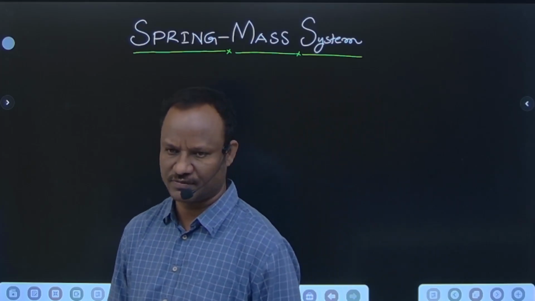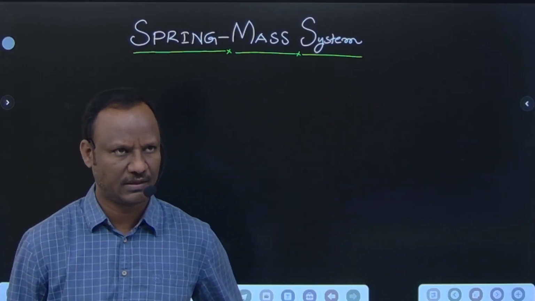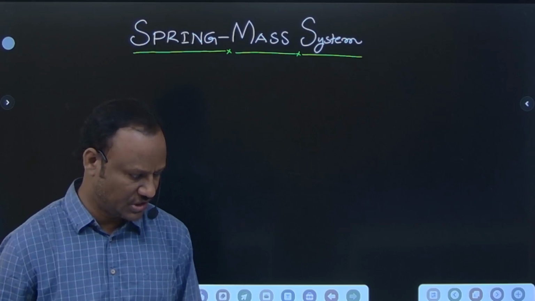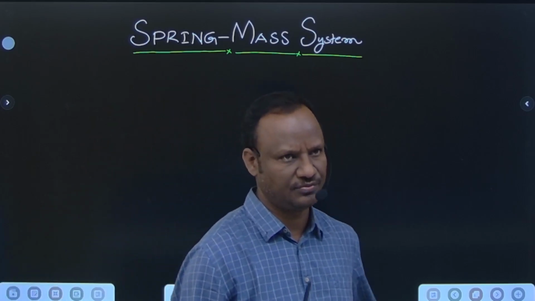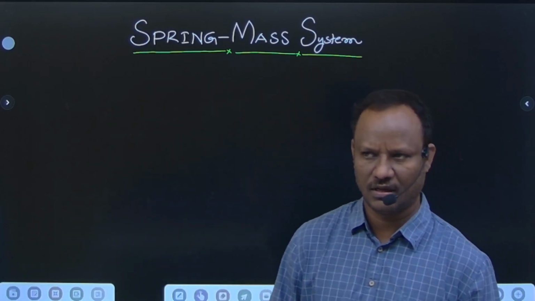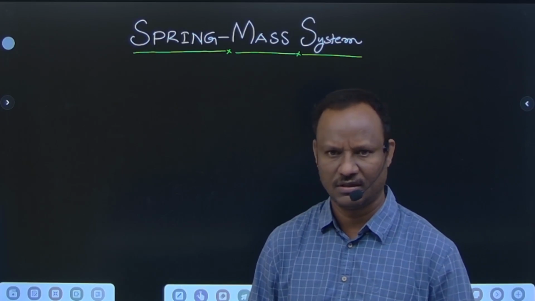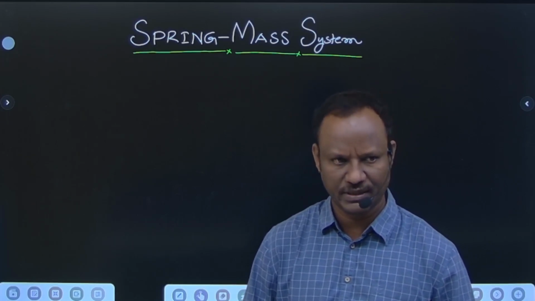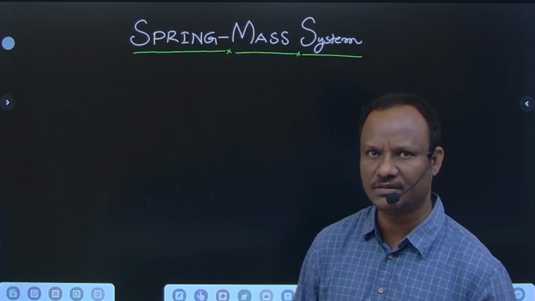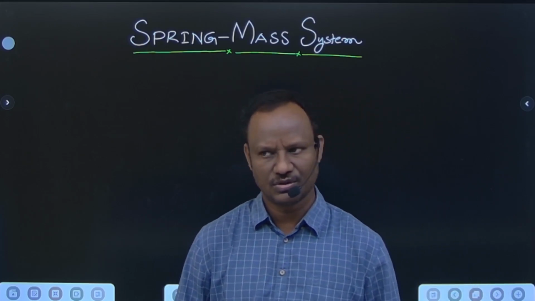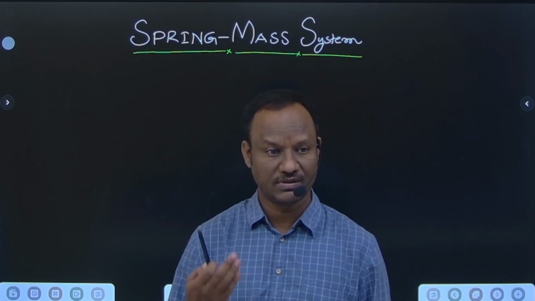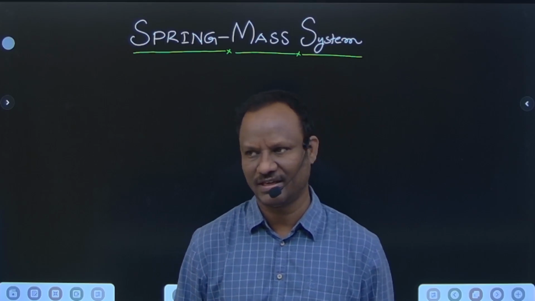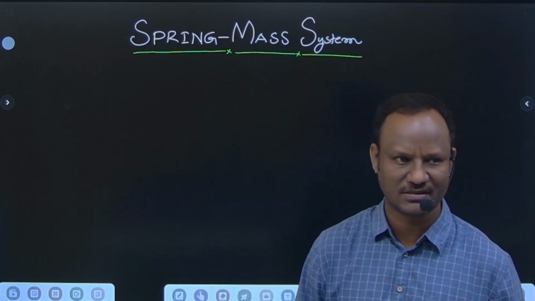Energy stored in the spring means energy in SHM. In SHM, we proved that the potential energy is half kx squared, and the kinetic energy is half m omega squared times a squared minus x squared. So we can prove that half kx squared, where k is the spring's constant.